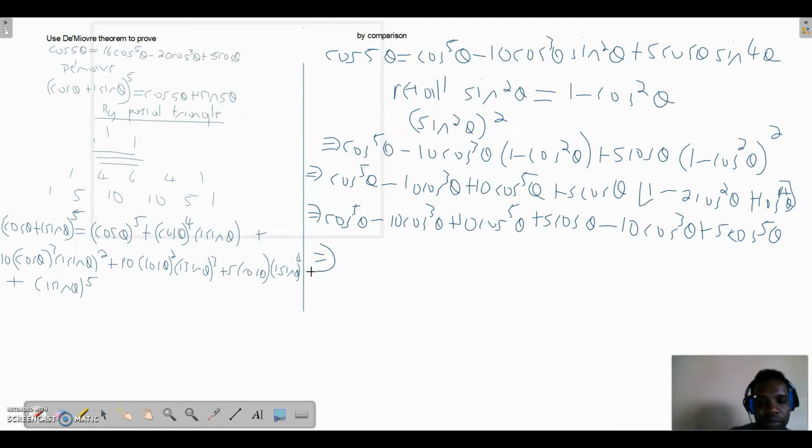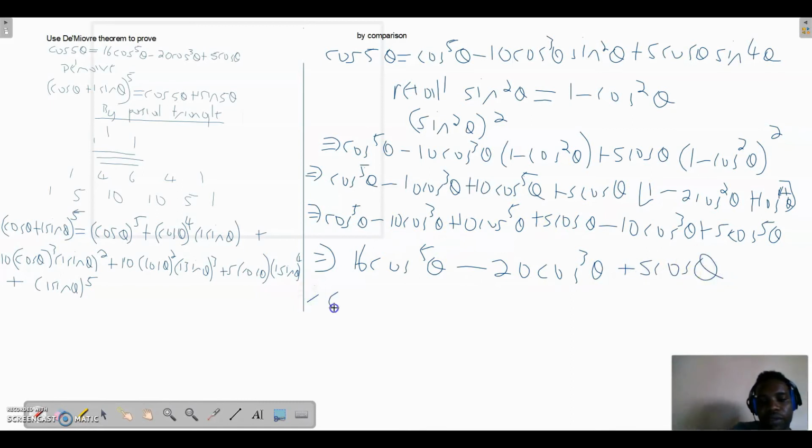Now all we have to do is look for like terms. So how many cos to the 5th theta do we have? We have 1 here, we have 10 here, and we have 5 there. That is going to be 16 cos to the 5th theta. What about cos cubed theta? You have minus 10 cos cubed theta, and you have minus 10 cos cubed theta. That is minus 20 cos cubed theta. And then looking for the last term, which is just cos theta, you have positive 5 cos theta.